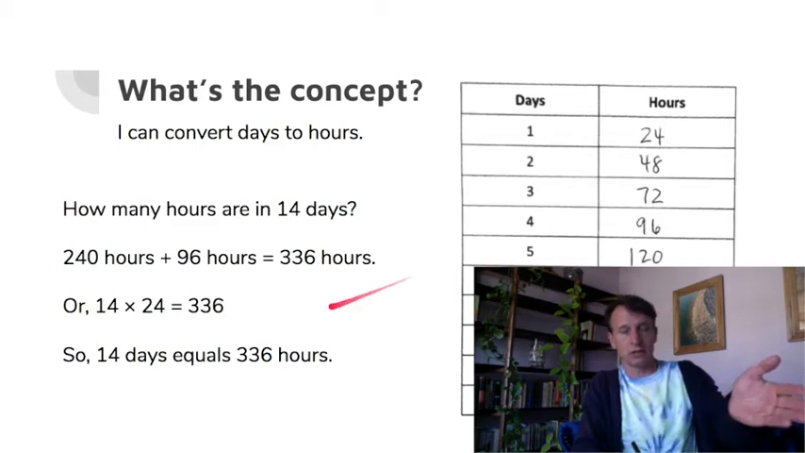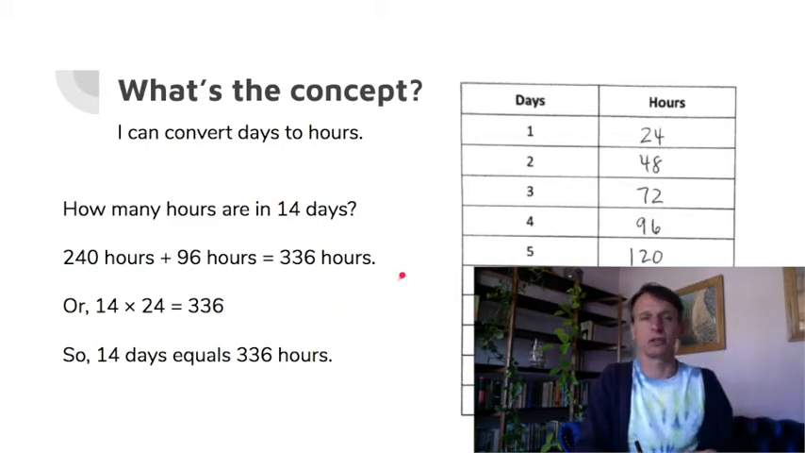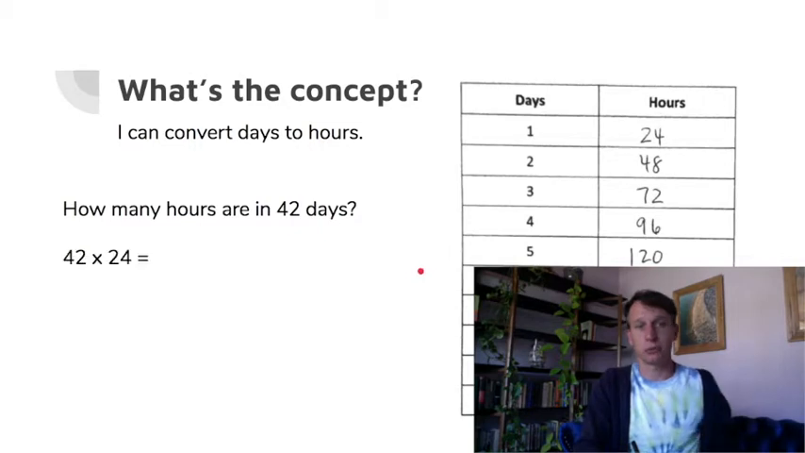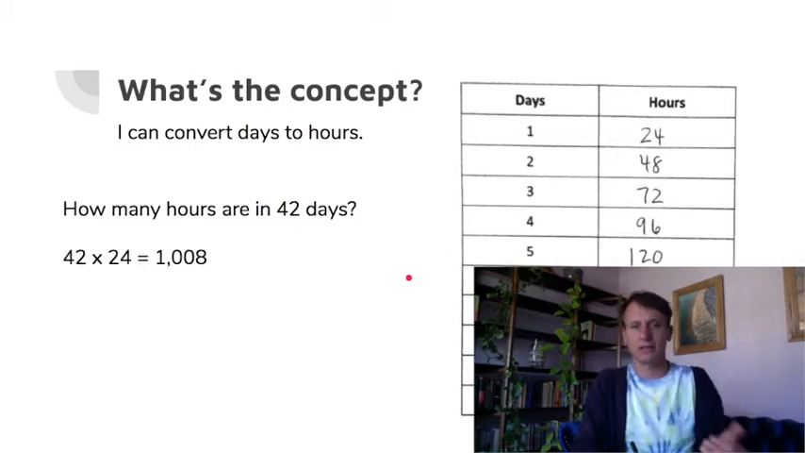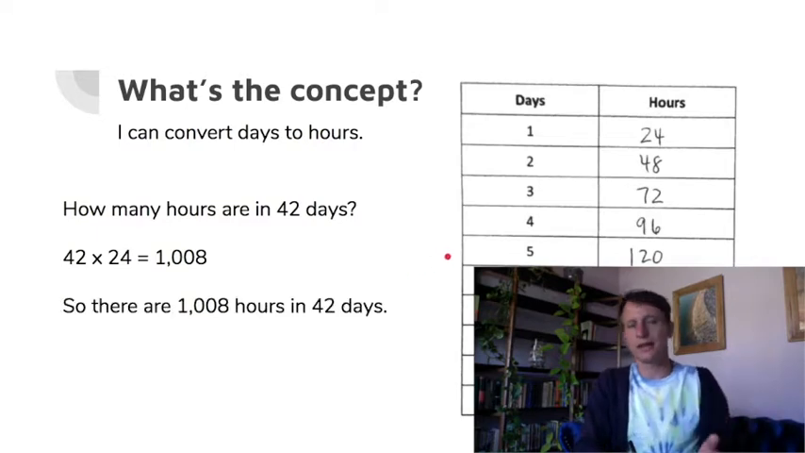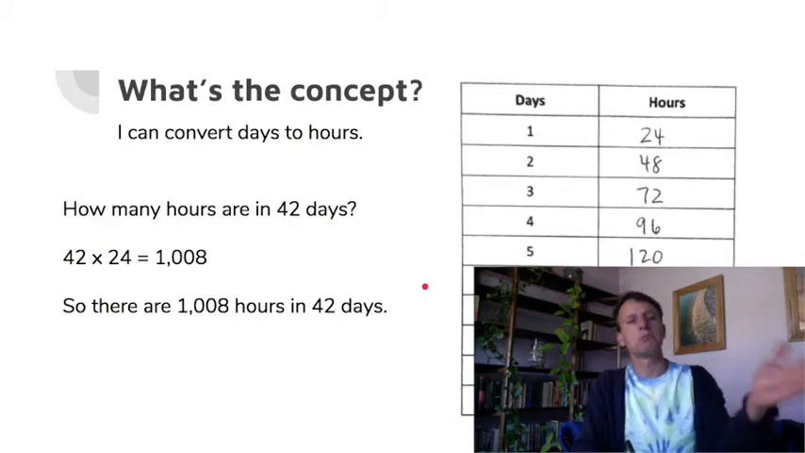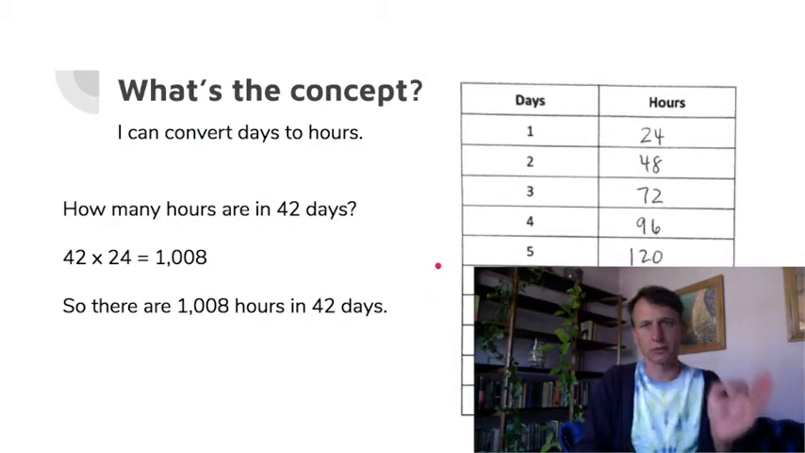You can also do it with the multiplication, 14 times 24, and you can and should and must get the same answer. All right, how about in 42 days? Ooh, well, that's something. So you're setting up 42 times 24, which again, I'm not going through all the ins and outs here, is 1,008. There are 1,008 hours in 42 days. Point being, a lesson being, multiply by the conversion factor, in this case, 24 hours per day.